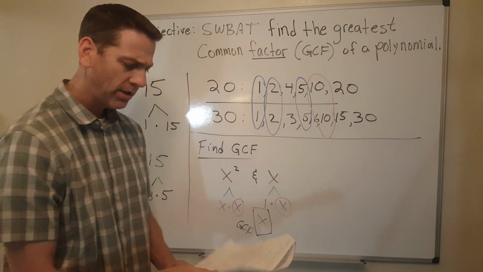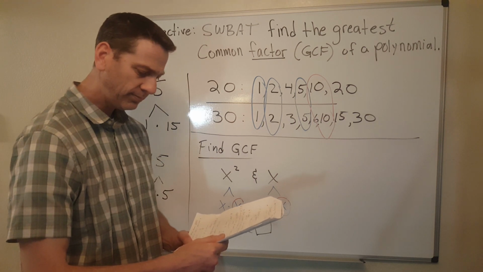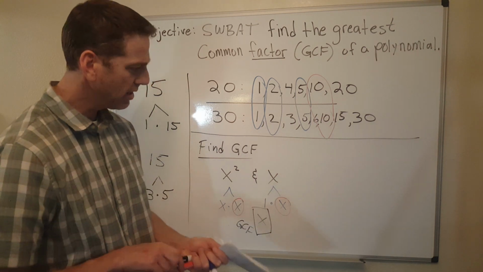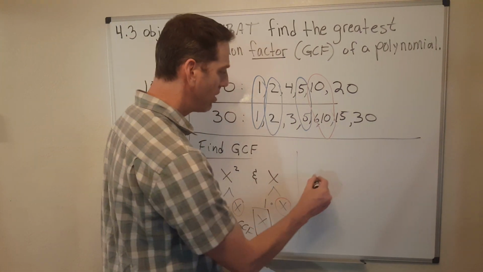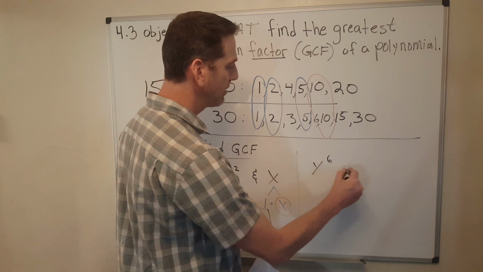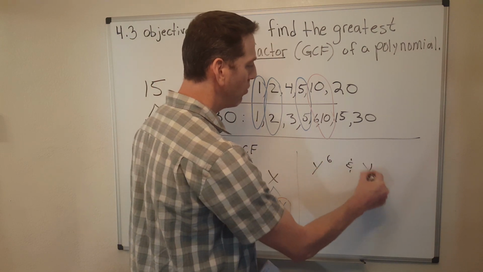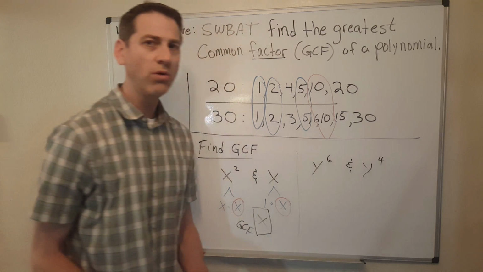All right, let's try another one. What if I had y to the 6th and y to the 4th?